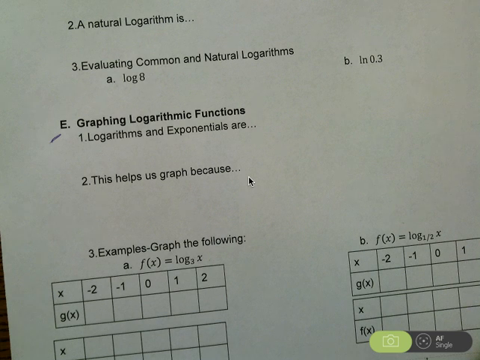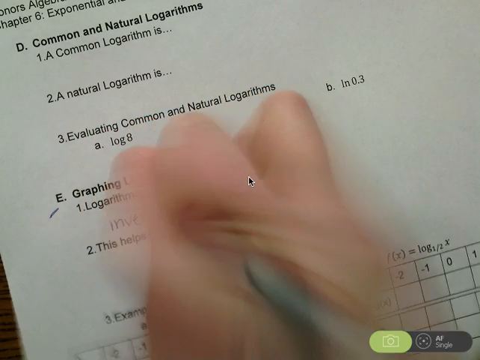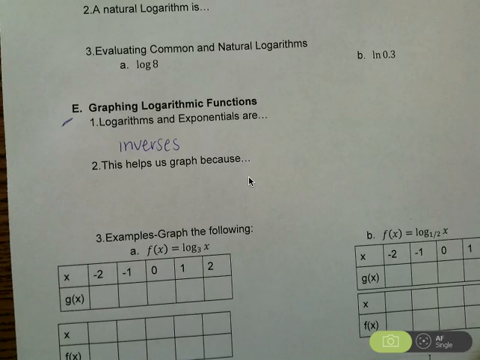Maybe not, though. But you know that logarithms and exponentials are inverses. That's the nice word that we're going to use there. And in math, we use the word inverse to talk about anything that's the opposite or that undoes the other thing. And this helps us graph because, I think we might have talked about this a little bit last semester.